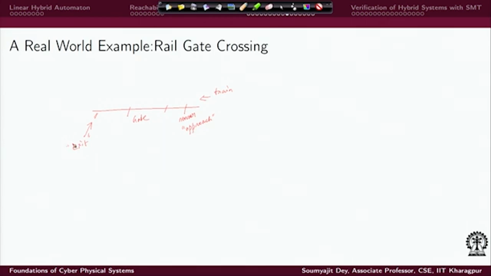So, now for the train, gate and the controller, if I am trying to model their behaviors using this kind of timed automata based mechanisms, let us say I am creating a train automaton.